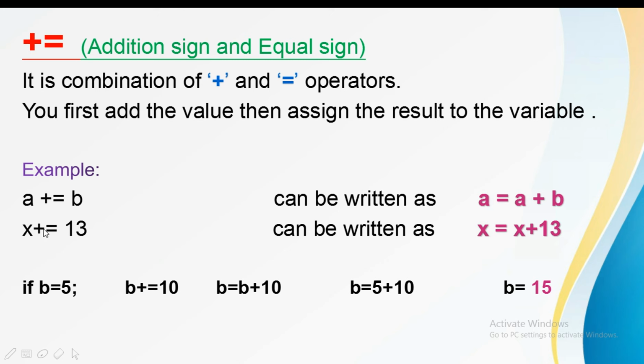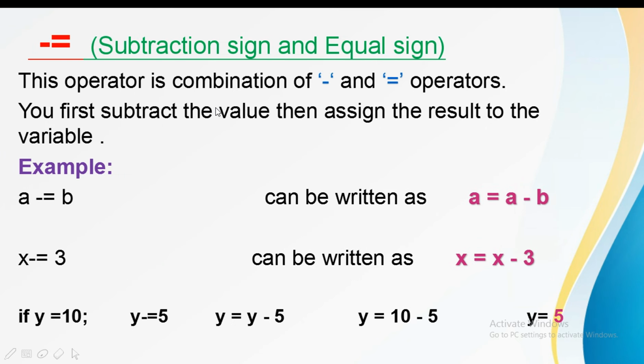Another example is x plus equals to 13. That is the same as saying x is equals to x plus 13. You first add x plus 13, then the answer you get from these two, you assign it to x. Let us look at now the example that we have. If we have b is equals to 5, we have here b is equals to 5 semicolon. This one is a variable that we have assigned value of b is 5. Then we are given b plus equals to 10. Can also be written as b is equals to b plus 10. So we have b is equals to 5 plus 10. So the value of b becomes 15.